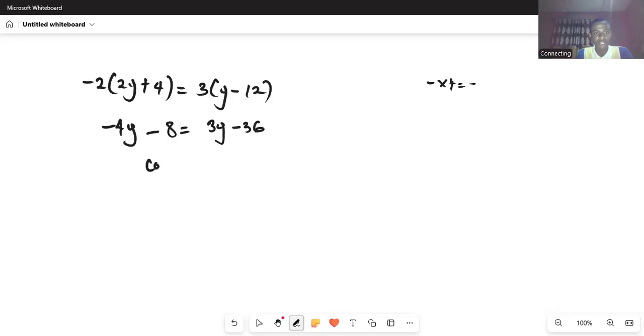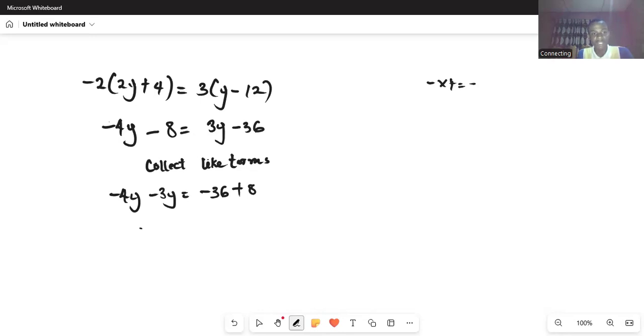So from here, you collect like terms. What do we mean by like terms? Anything carrying y, you put it on the left-hand side. Anything carrying just numbers alone, you put them on the right-hand side. So this would be -4y. If 3y comes here, it becomes -3y, equal to, we're left with -36 here. You bring -8 here, it becomes +8.